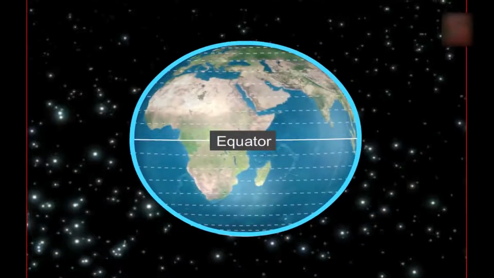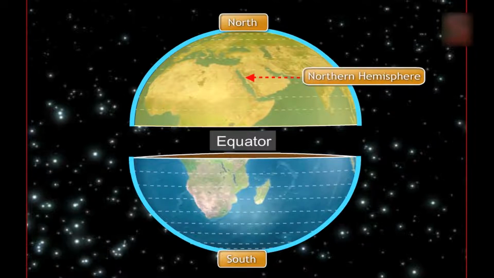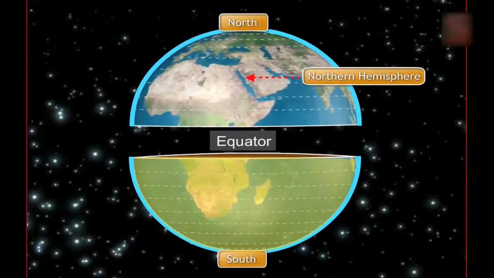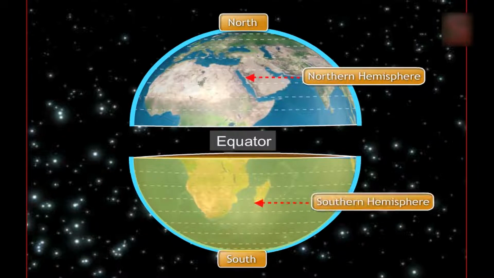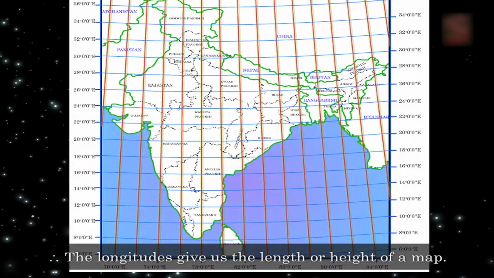The half of the earth between the equator and the North Pole is the northern hemisphere, and the half of the earth between the equator and the South Pole is the southern hemisphere. Now, let us learn about the longitudes. The word longitude comes from the Latin word longitudo, which means length. Therefore, the longitudes give us the length or height of a map.